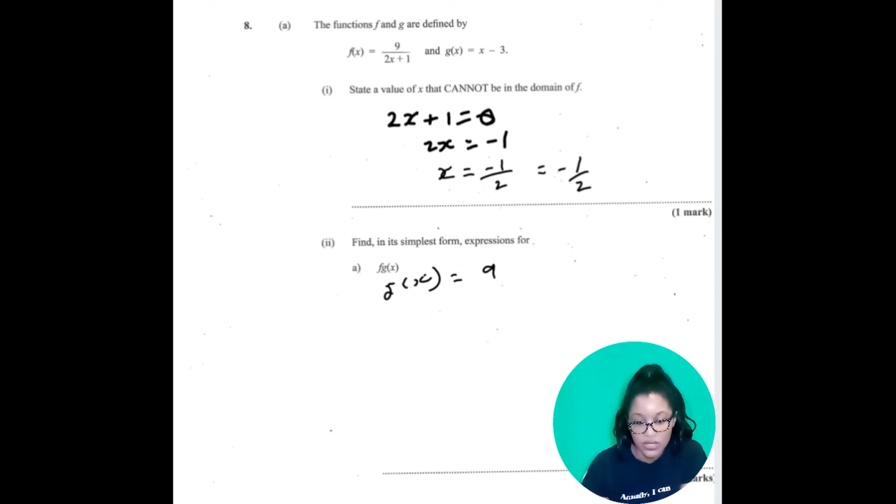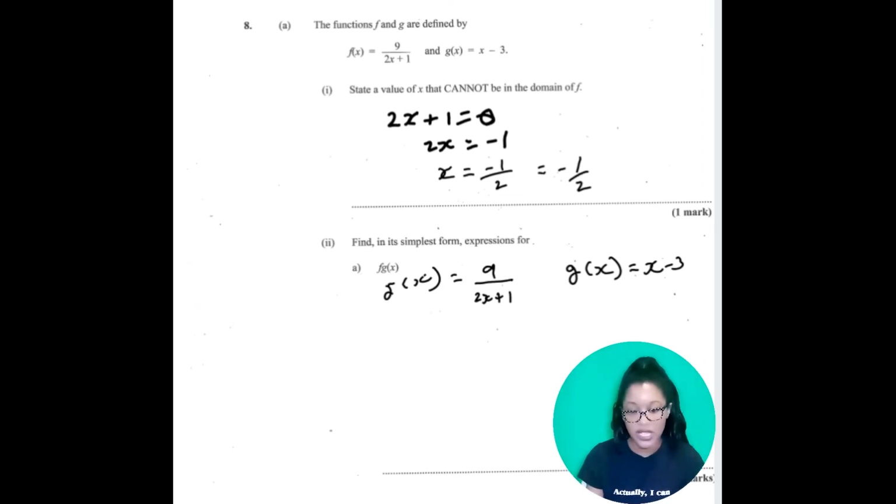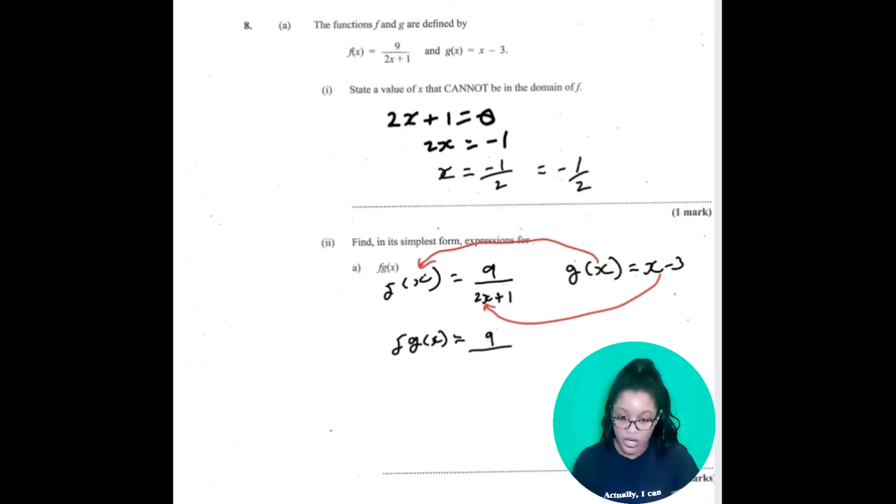Find the simplest form of the expression fg of x. So f of x is equal to 9 all over 2x plus 1 and g of x is equal to x minus 3. So we substitute g of x into f of x. Wherever I see x in f of x, we're going to put g of x. So fg of x is equal to 9 all over 2, and for x we put in g of x, so brackets x take away 3, plus 1.